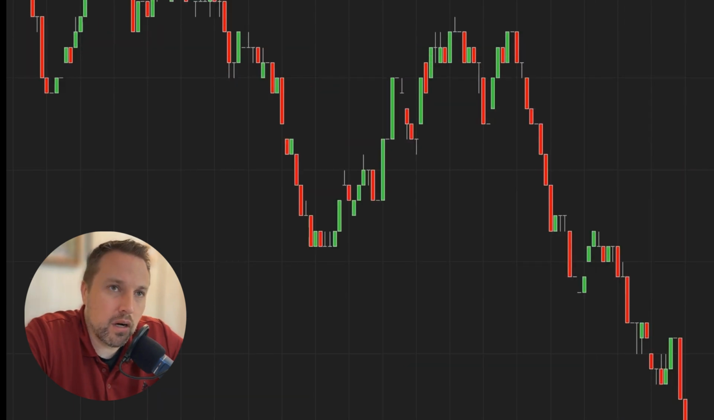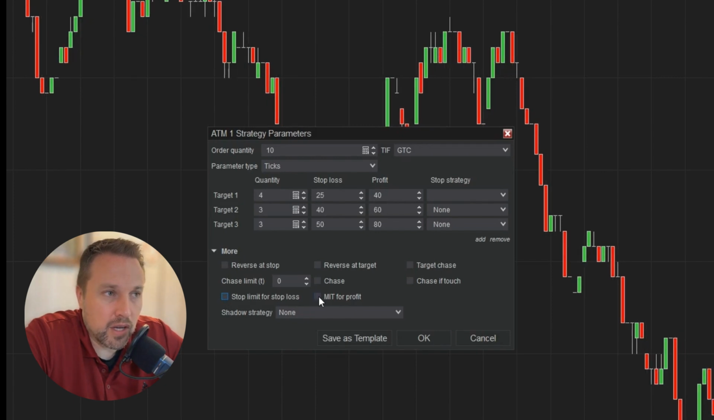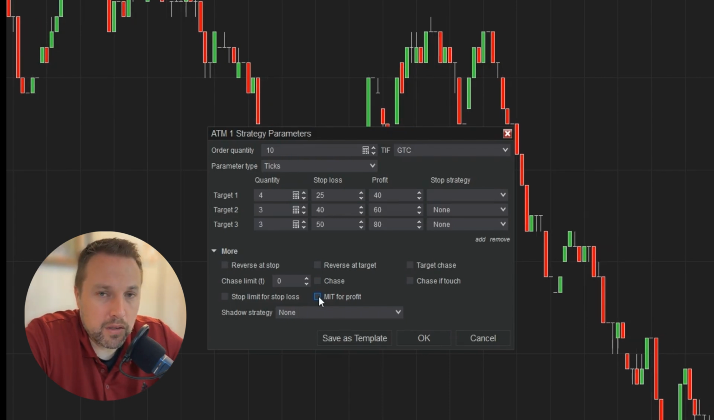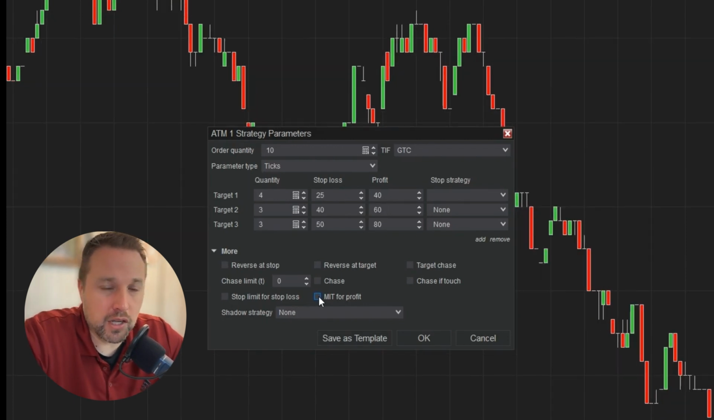Let's take one look also at the ATM strategy configurations. If you open more options, you have the option to click stop limit for stop loss. Otherwise, by default, it will use a stop market order. And you have the option MIT for profit. So if you click MIT, instead of placing a limit order for your profit target, it will use a market if touched order. If you check this box, QTN will not be able to move your profit targets. That will be changing in the future, but for now, the current version does not support MIT.